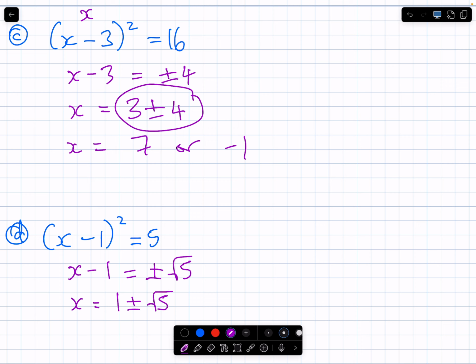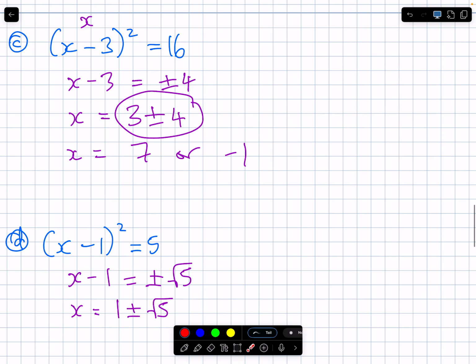I can leave that, because is the root of 5 a nice number? No. So I can't do this convenient 7 or negative 1. This one I can leave. Okay? So can I give you a couple of minutes to get that final example? That's the end of the first lesson.